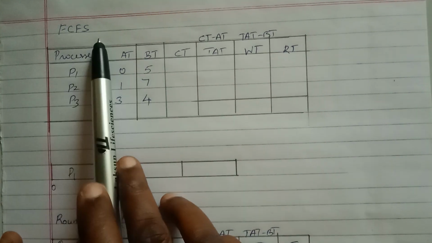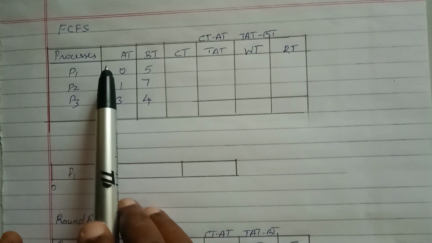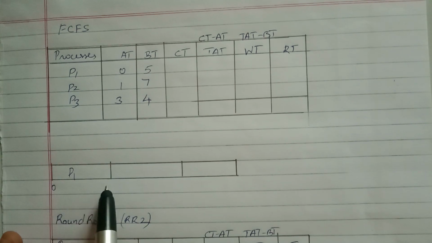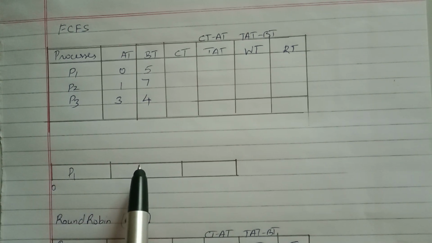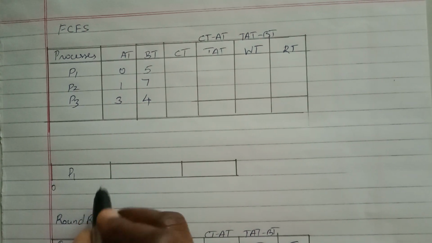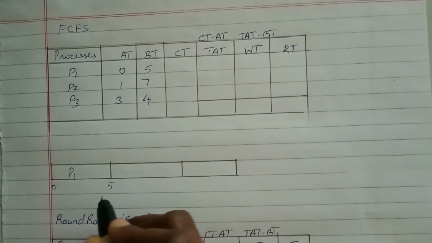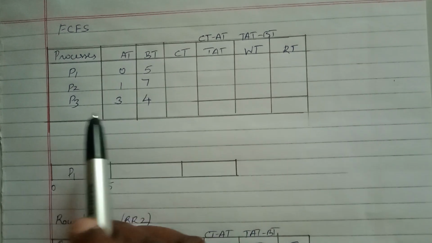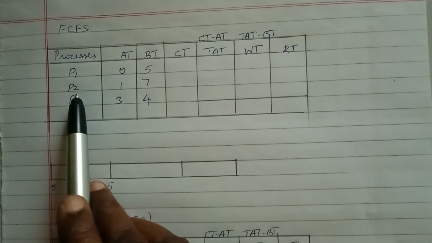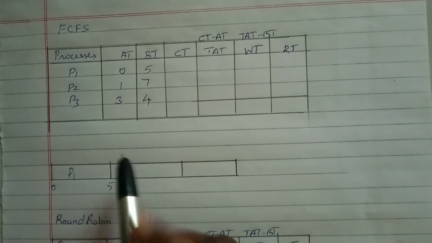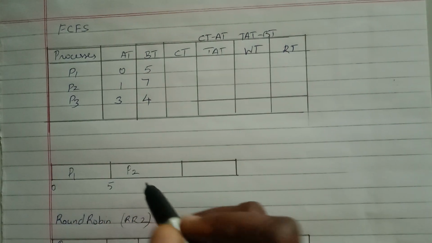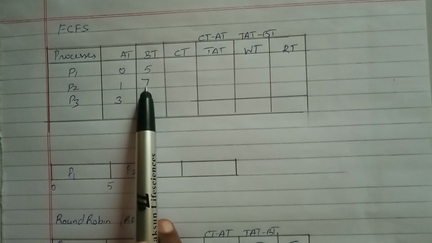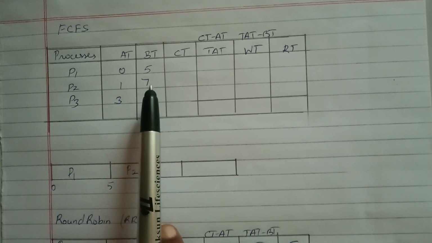So it is first come first serve, which is a non-preemptive one. So what happens is the task will be completed for its full burst time. It will run for 5 time units. So from 0 to 5 time units, process P1 is executed. Next process comes as P2, which has an arrival time of 1. So P2 is in the CPU and performs the task with a burst time of 7.